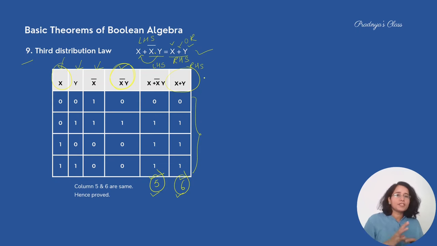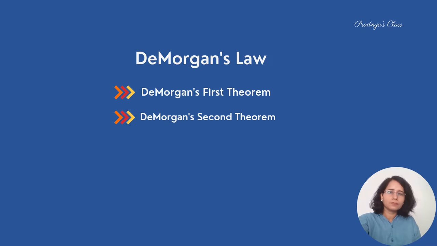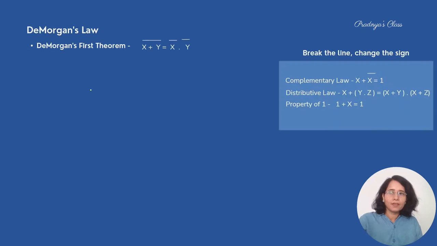So in this way we studied different laws of Boolean algebra. There are a total of 9 laws. Most of the laws we studied are similar to general algebra, and are applicable to Boolean algebra also. The next law is a very important law, that is DeMorgan's law, which you may study in graduation and even in post graduation, in the subjects of electronics, computer and maths.